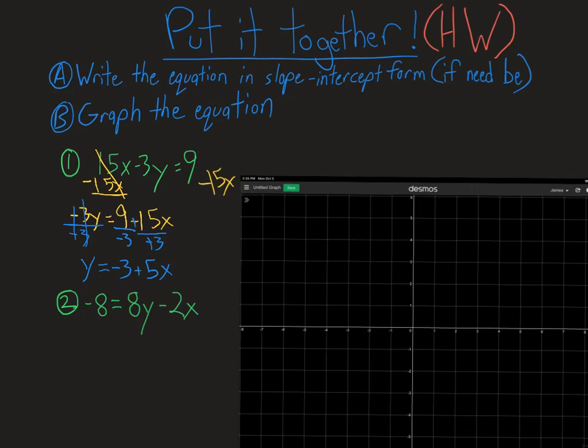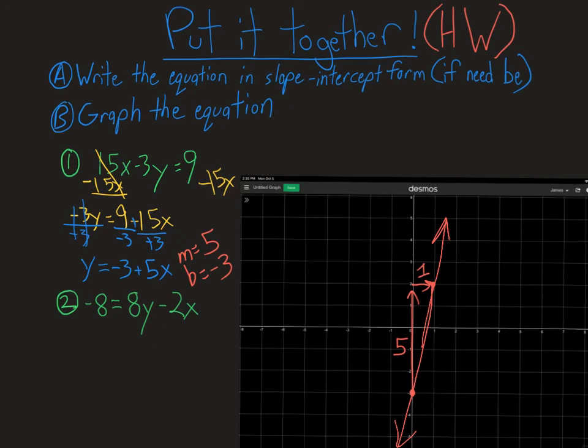So to graph this guy, my slope, or m, is 5. My y-intercept, or b, is negative 3. So we'll just graph that right now, down negative 3. And then a slope of 5 means up 1, 2, 3, 4, 5 over 1. There's my second point, and there's my line. Okay, so there's problem 1.